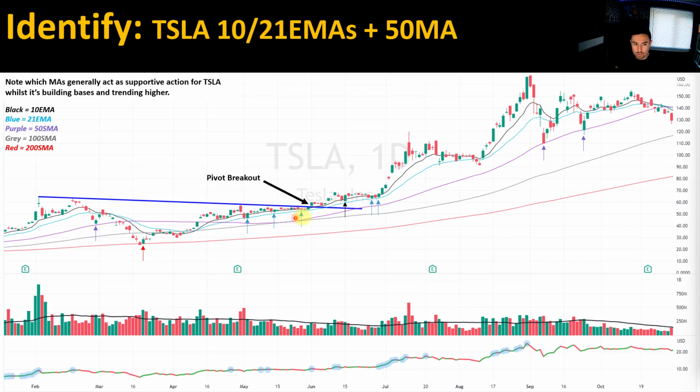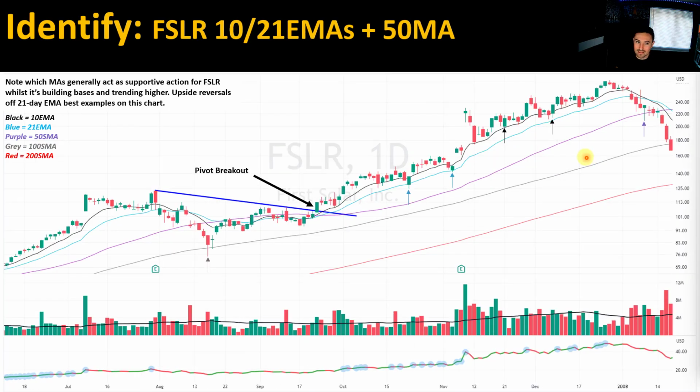Stock's a leader. Then it breaks out of the base, pulls down, upside reversal on the 10 EMA. Then you get 2 on the 21 EMA, powers up, finds supportive action around the 21. Then look, pulls down to the 50. Then it pulls down to the 50. Interesting that, isn't it?